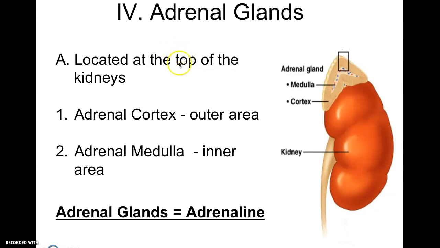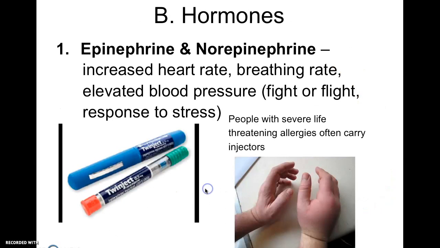Your adrenal glands. So adrenal glands is what we're talking about with fight or flight. They're all located on your kidneys. They look like a little triangle. The adrenal cortex is the outer, and the inner is the adrenal medulla. Produces adrenaline. It also produces epinephrine and norepinephrine. It increases your heart rate, breathing rate, elevated blood pressure for fight or flight. They do have something called an EpiPen. If you have some sort of allergic reaction to something, you'll use the EpiPen for that.